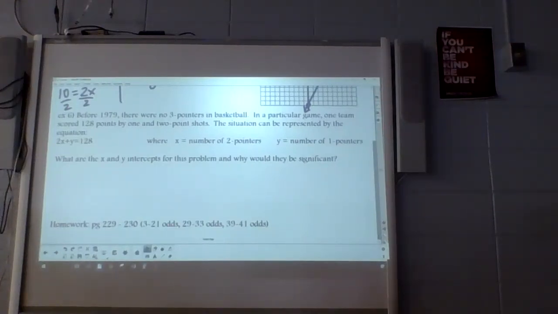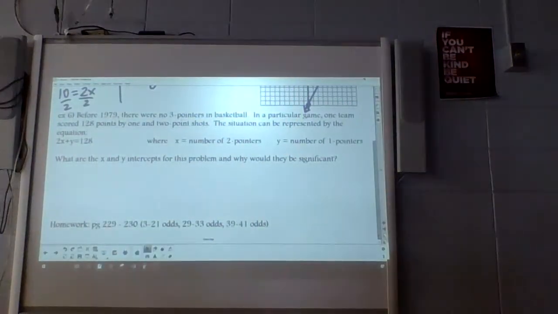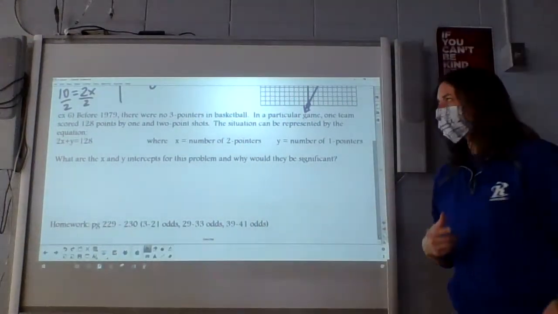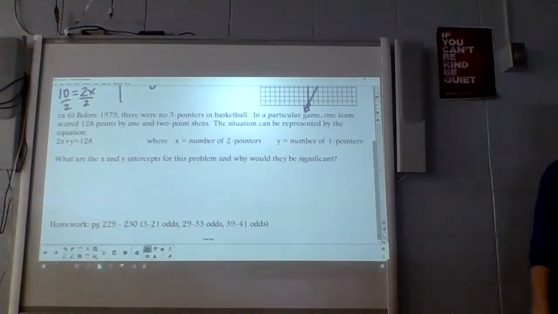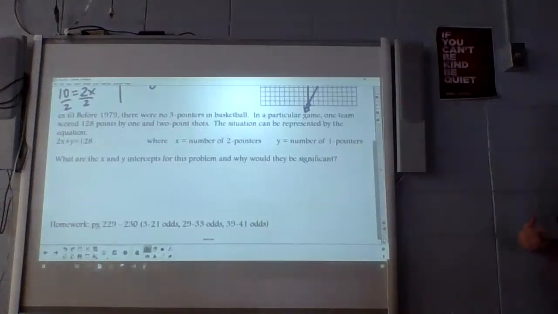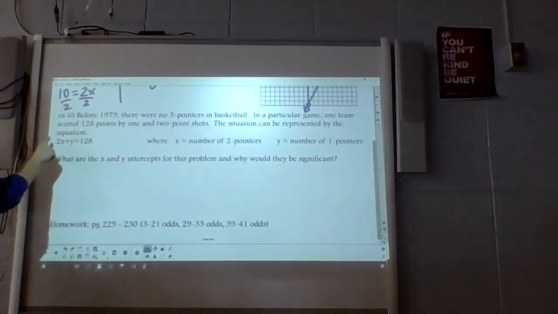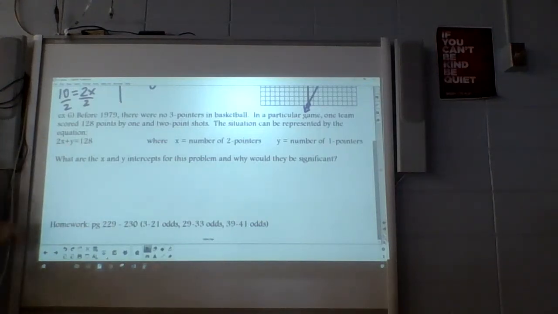It says before 1979, there were no 3-pointers in basketball. The 3-point line didn't exist. So there were only 2-pointers and 1-point shots, the free throws and the regular 2-point shot. In this particular game, a team scored 128 points, where X is the number of 2-pointers and Y is the number of 1-pointers. That makes sense because each 2-pointer should get you 2 points, and each 1-pointer only 1 point.